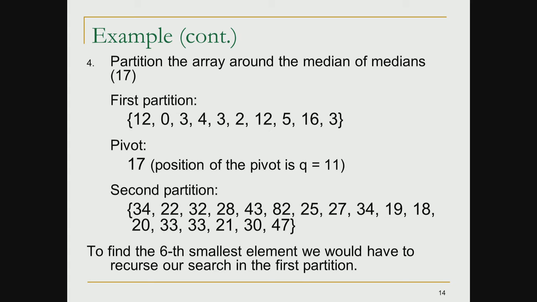ranked element. If, for example, we wanted to find the 6th smallest element, then we would have to recurse our search in the first part, which is the values which are smaller than 17. And similarly, if we want to find an element of rank 15, then we would have to find the element of rank 4 in the second partition. This completes the description of the algorithm to find the ith smallest element in a given array A.